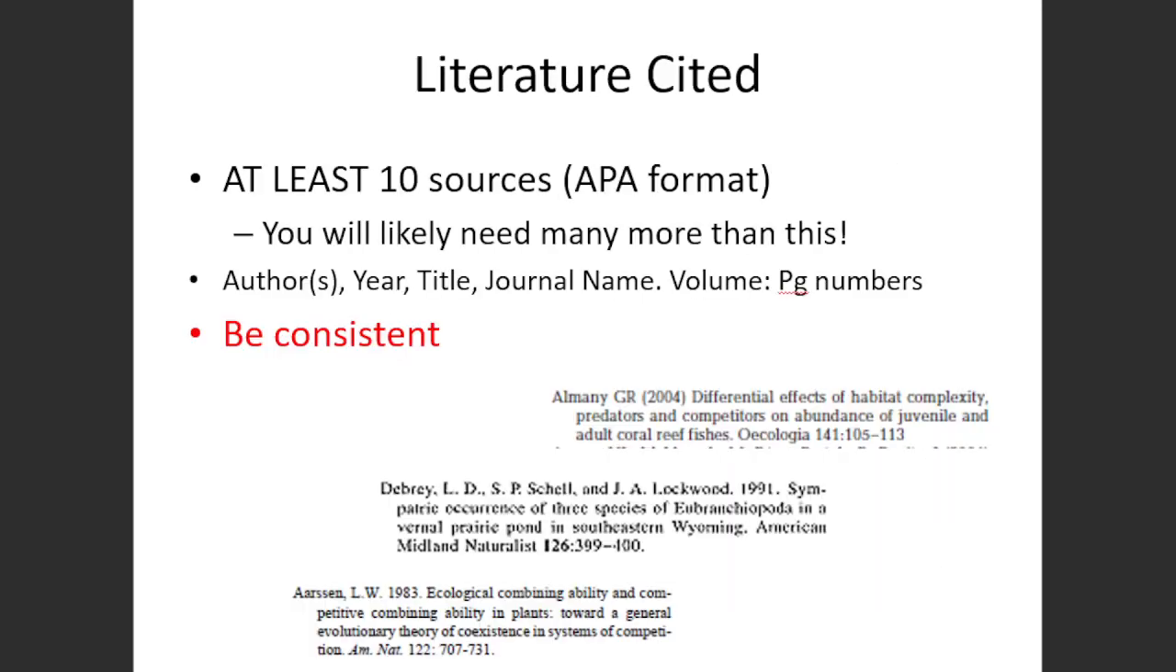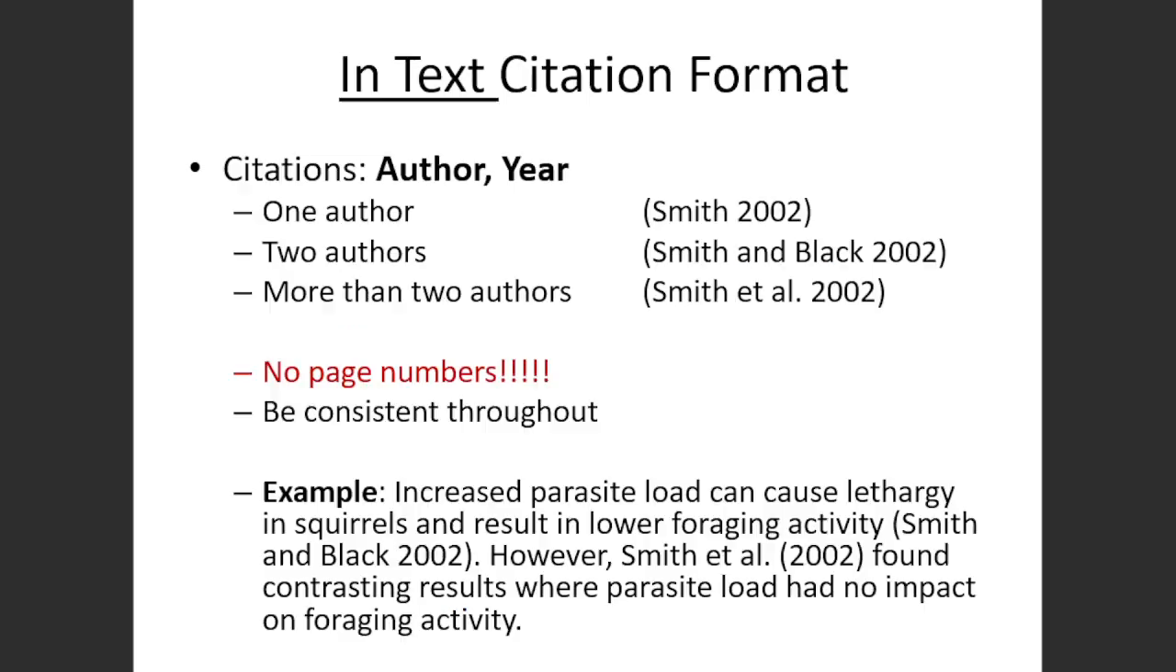Whenever you cite literature, for your entire article, it should be at least 10 sources in APA format, and be consistent on how you cite them. You'll likely need more than 10 overall, but minimum 10. Whenever you do in-text citations, here's an example of how you would do that. It shows one author, two authors, or more than two authors. So one author, just the last name and the year.